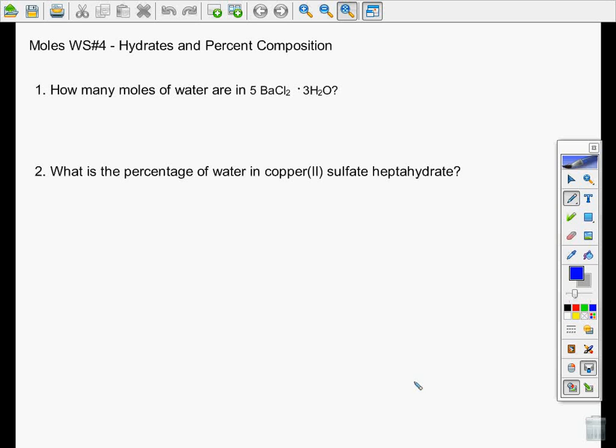We're going to look at mole worksheet number 4, but what we're really going to do is do two problems for this one. The first one: how many moles of water are in 5 barium chloride trihydrates? Now in this one, a lot of people in the past have made the mistake of saying, hey, it's 3. But what we're really looking at here is the fact that for each 1 barium chloride, I have a total of 3 waters.